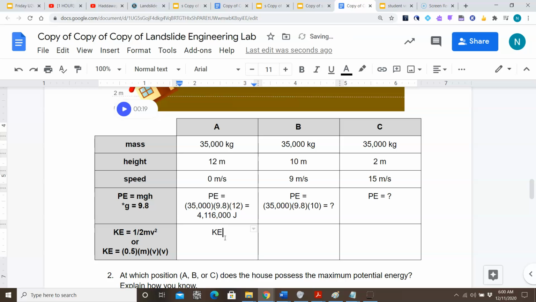For kinetic energy, you use this equation, 1/2 times the mass times velocity squared, which is the same as saying 0.5 times mass times velocity times velocity. So for the kinetic energy, we're going to start with 0.5. We're going to multiply it by the mass, which doesn't change because the house is the same house, 35,000. And the velocity here, or the speed, is 0. So we're going to do 0 times 0. Now this math is pretty easy because anything multiplied by 0 is just 0. So the kinetic energy here is 0 joules.